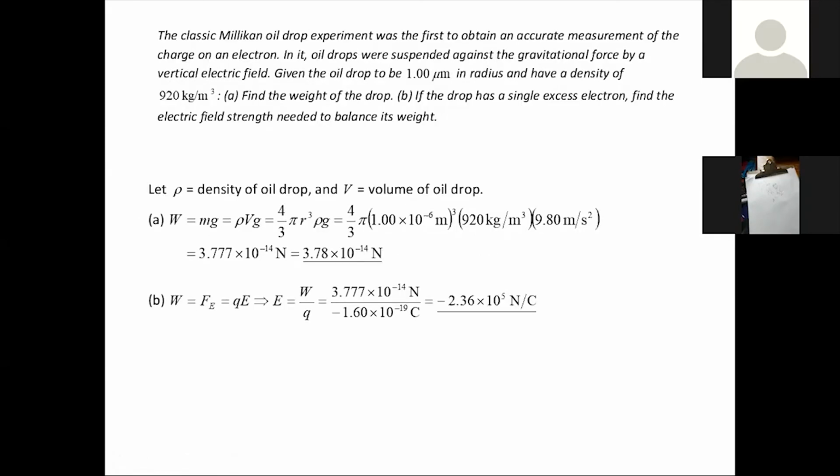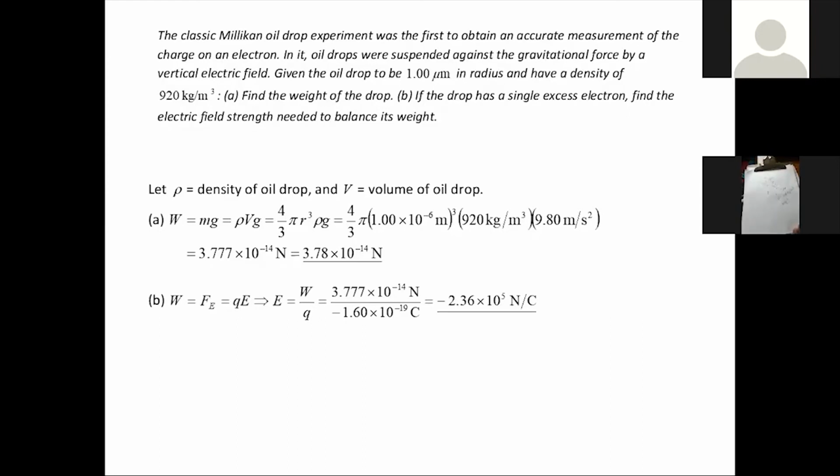Let's do another problem here. The classic Millikan oil drop experiment was the first to obtain an accurate measurement of the charge on an electron. In it, oil drops were suspended against the gravitational force by a vertical electric field. Given the oil drop to be 1 micrometer in radius, and a density rho equals 920 kilogram per meter cubed, find the weight of the drop. What is mg? Mg of the drop.